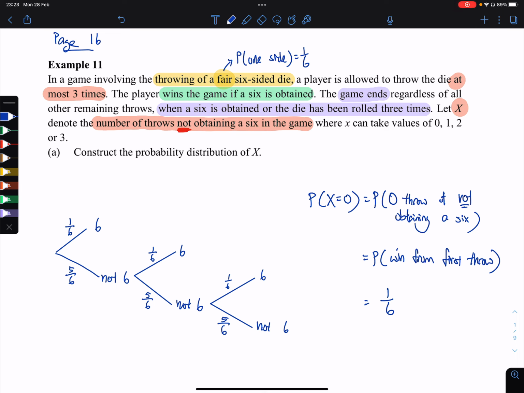Now, with this tree diagram that has been drawn, could you attempt to find the probability of the remaining X values and hence fill in the probability distribution of X?